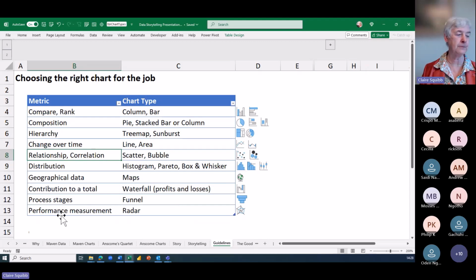And there's performance measurements for radar charts. Okay, so they can be quite useful, where you can compare scores over multiple metrics. So all sorts of different charts for different jobs, and they can do a lot of things.